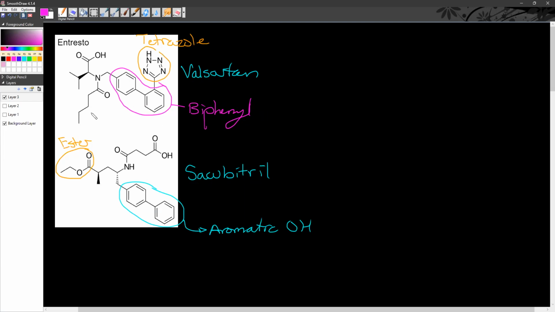Yes. Yep. So it could go through aromatic hydroxylation as well. It can go through direct phase 2 through the carboxylic acid. It might even be able to do some aliphatic hydroxylation over here. All those different things.